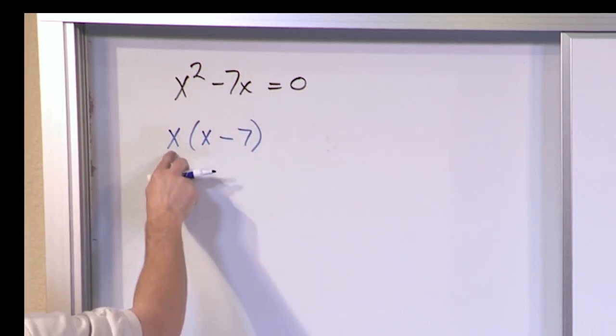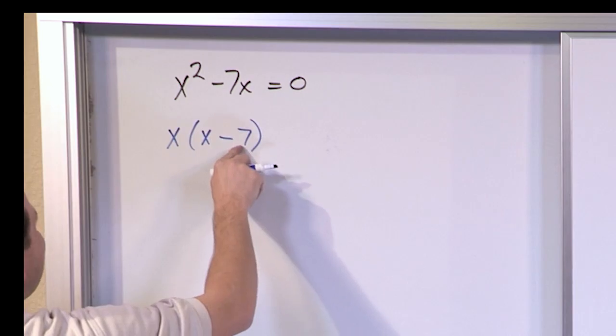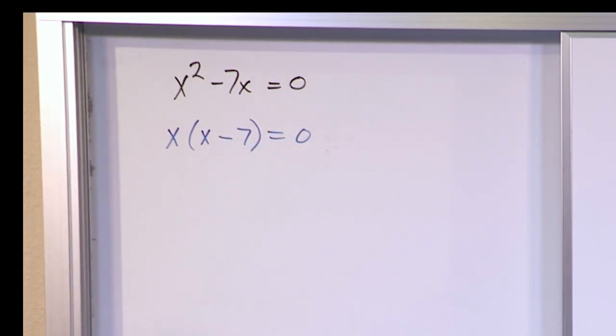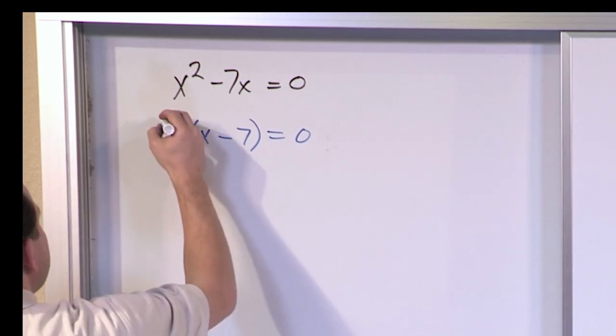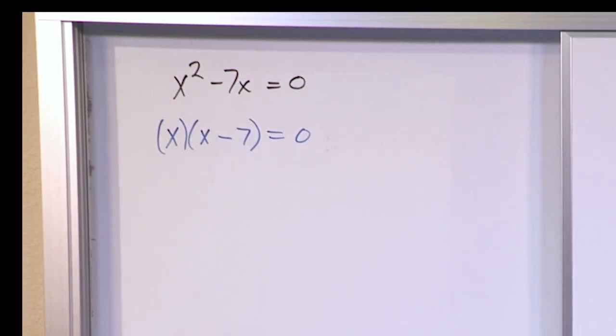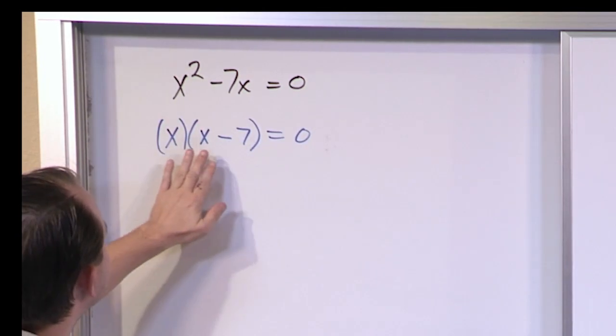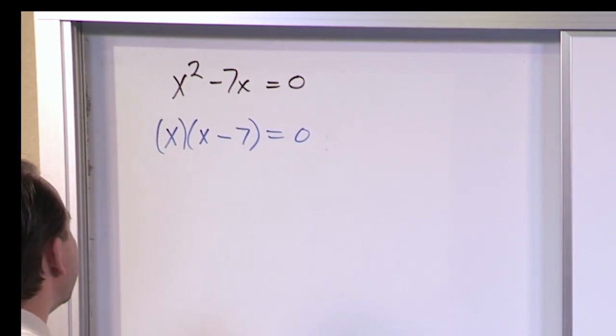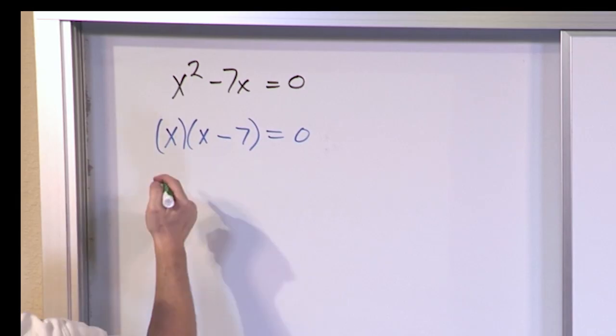And you can check it because x times x is x squared, x times negative 7 is negative 7x. It's still equal to 0. Now, if you think about it, and if you wrap a parentheses around this, then you have two things multiplied together in parentheses and they're set equal to 0. So because of what we said a minute ago, you can set each one of them equal to 0.